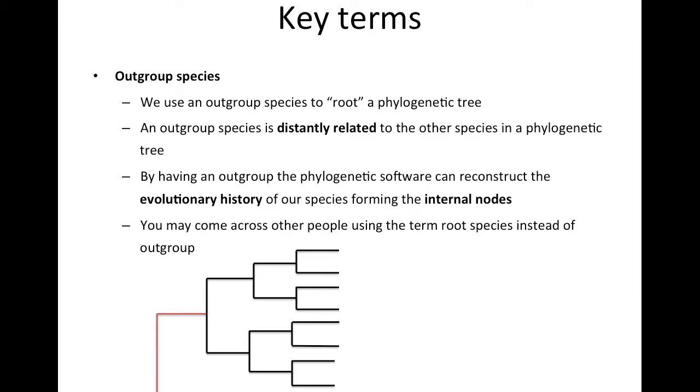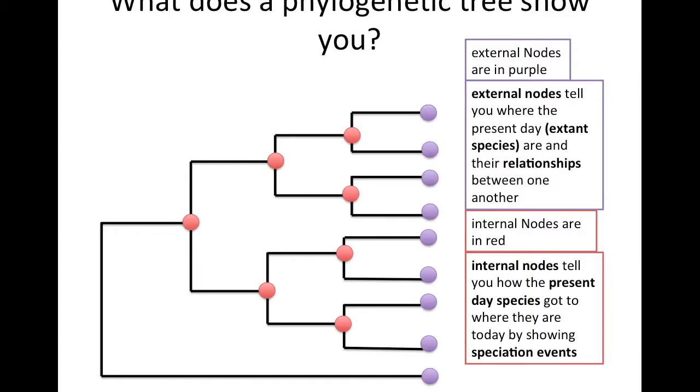So the outgroup species, which I've already discussed, is distantly related to the other species in the tree. By having an outgroup, the phylogenetic software can reconstruct the evolutionary history of our species, forming our internal nodes. You may have come across other people using the term root species instead of outgroup. That's perfectly okay. Different people use 2 different names, but they mean exactly the same thing.